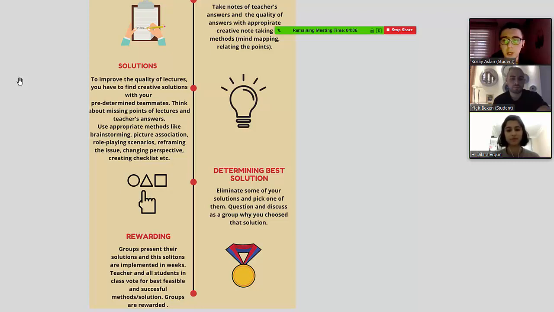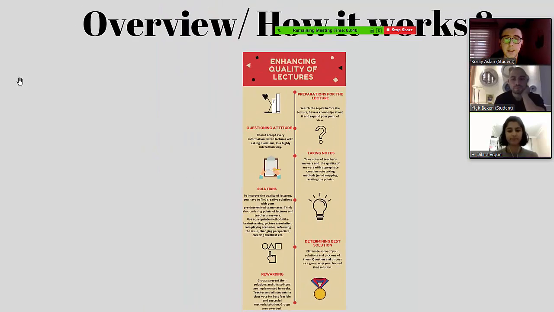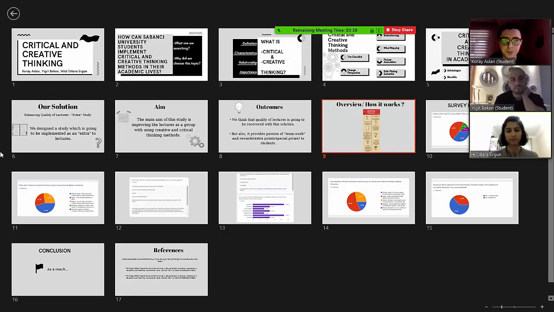And as the last point in our solution method, we have as a sixth step rewarding. Groups present their solutions to their teacher and to their class, and these solutions are implemented over weeks. The teacher and all students in class vote for the best feasible and successful methods and solution. Groups are rewarded as a final action.